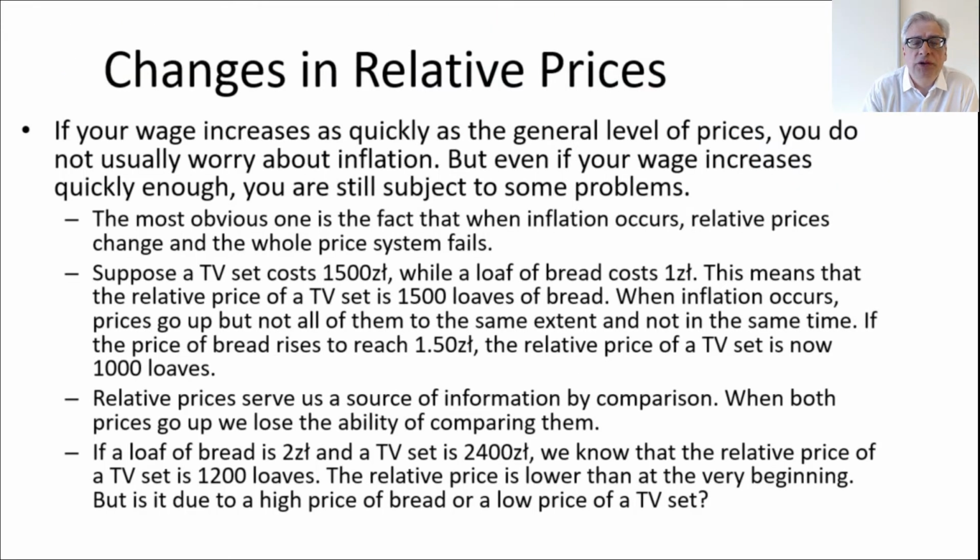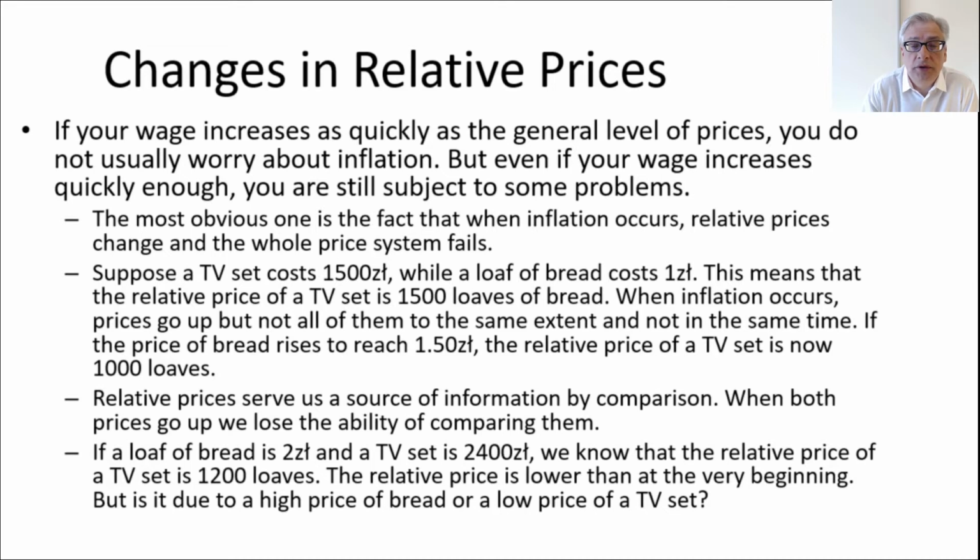The first point we need to mention here are changes in relative prices. When the price system is stable, when inflation is low, then we can have a certain general pattern. We know what the relative prices are, or to what extent one thing is more expensive than another. So you've got this example here of a TV that costs 1500 zloty and one loaf of bread is 1 zloty. So you say, all right, so one TV is as expensive as 1500 loaves of bread.